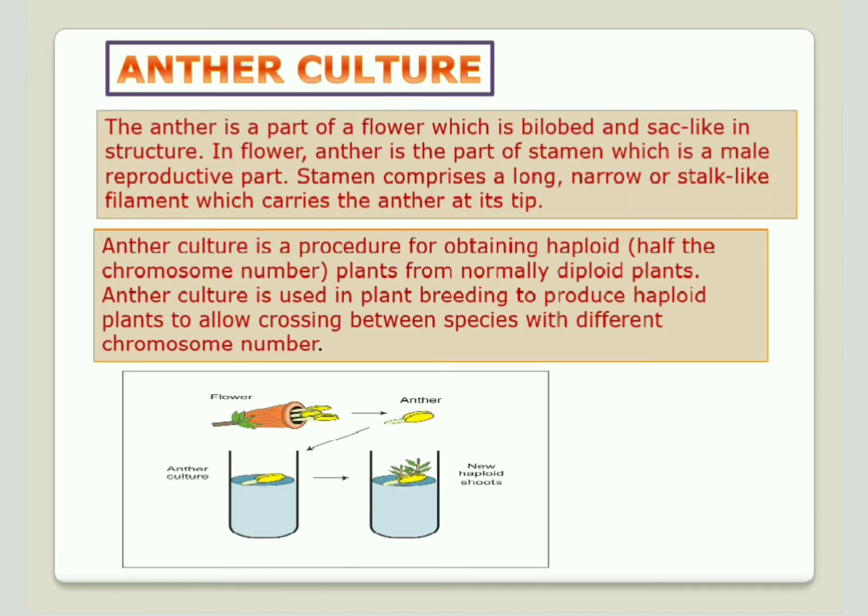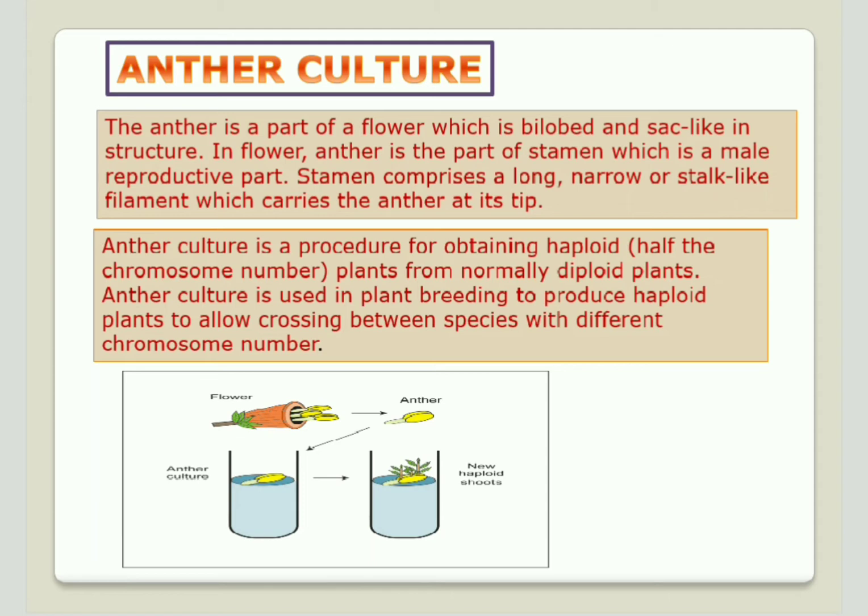It is a sac-like structure, a part of a flower which is a male reproductive part, and it is attached to a stalk-like filament which carries the anther at its tip, which is called the stamen. We perform this culture to obtain haploid plants from naturally diploid plants.